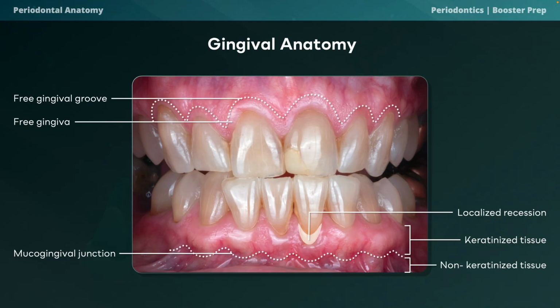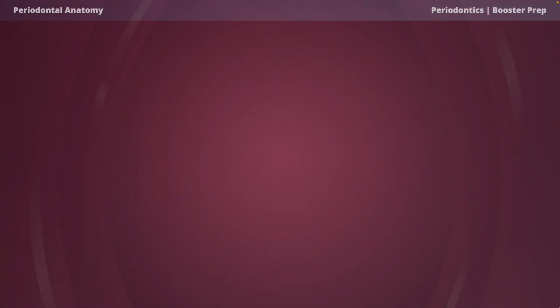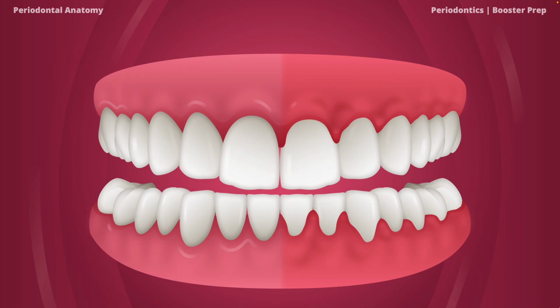Alright, now let's discuss our clinical examination of the gingiva, which I like to describe by the 3 C's. The first C is color. Healthy gums are coral pink, but in disease they become more red or erythematous from increased blood flow, often due to irritation by bacteria.